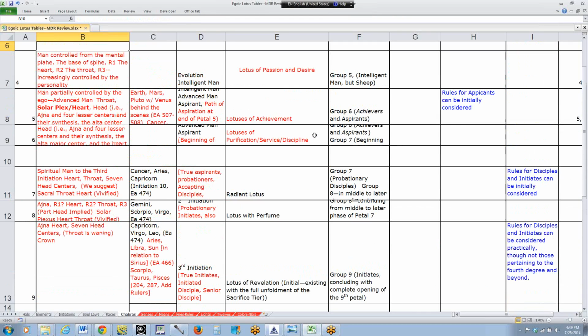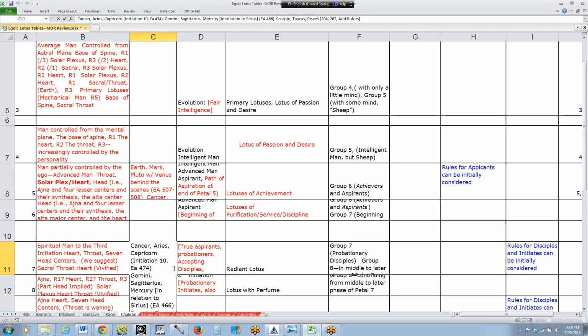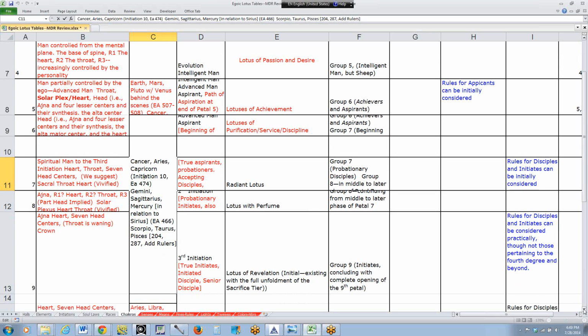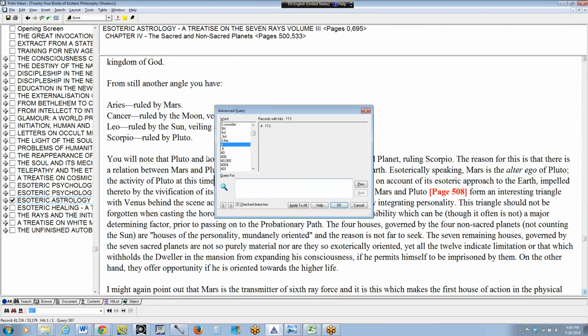We seem to be here at the seventh petal with the next reference, Cancer, Aries, Capricorn, Esoteric Astrology 474, Gemini, Sagittarius, Mercury in relation to Sirius. Well, I'll tell you what, let us just say that these can be studied. I think I've gone into it in sufficient depth already. Cancer, Aries, Capricorn. I'm just curious, page 474 of Esoteric Astrology.